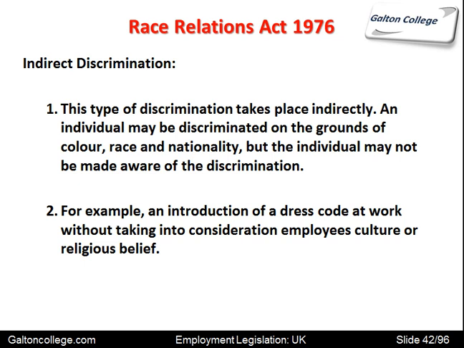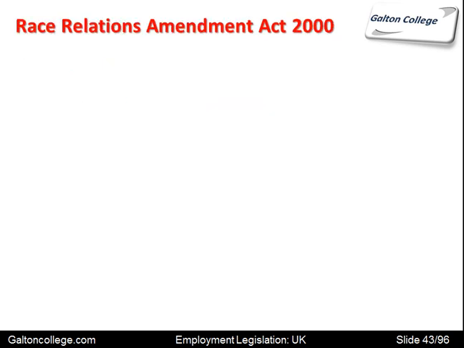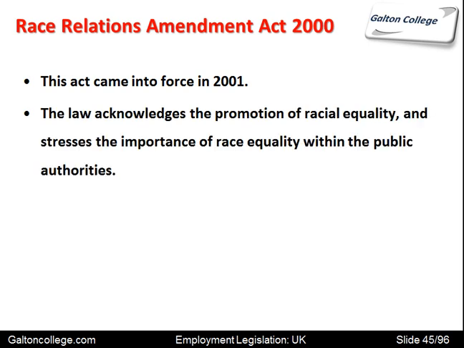It could be, for example, the introduction of a dress code at work without taking into consideration the employee's culture or religious beliefs. Now that would be banned under the law. But it can be all sorts of indirect discrimination. As I said, this particular law was amended in 2000 and it came into force in 2001. The law acknowledges the promotion of racial equality and stresses the importance of race equality within the public authorities.